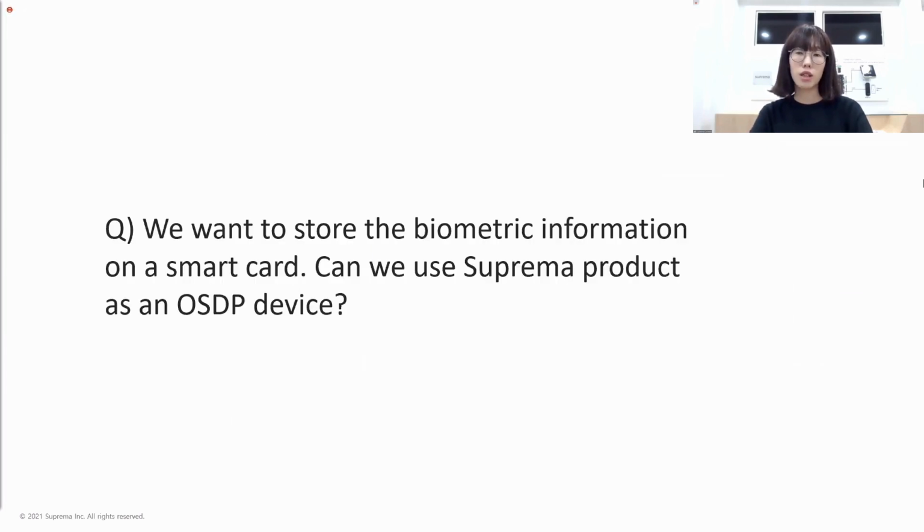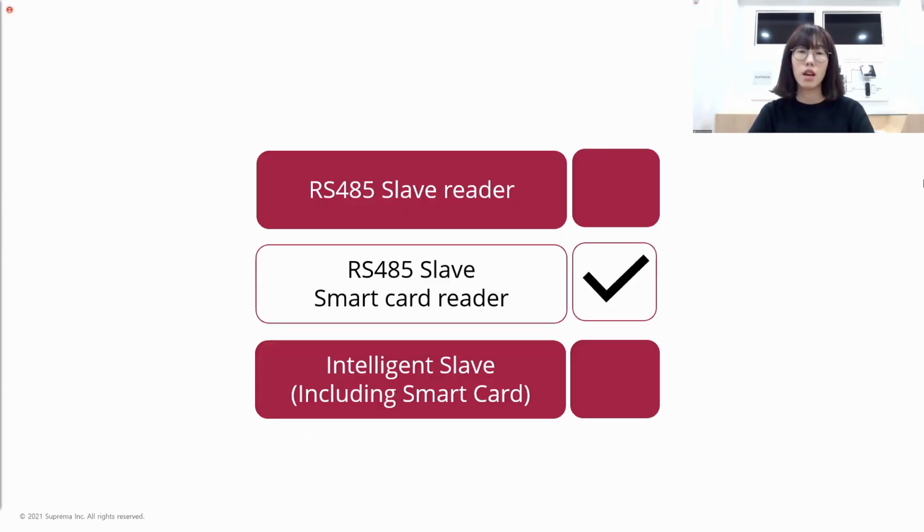Let's take a look at the next inquiry. The next inquiry is that we want to store the biometric information on a smart card. Can you use a Suprema product as an OSDP device? Our answer is yes. You can also use Suprema devices for this project. The device menu does not have the exact terminology, but for better understanding, let's call it the RS-485 slave smart card reader.